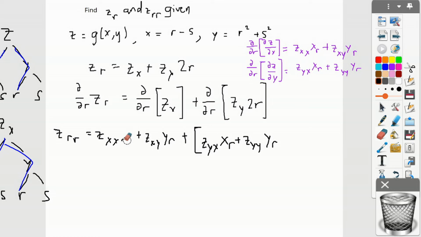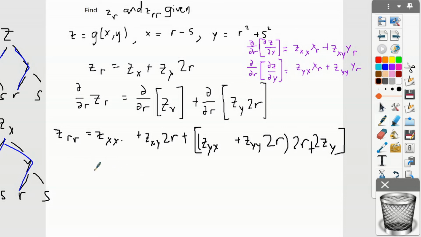In fact, I'm just going to put x sub r and y sub r in. So x sub r is just 1. So I'm just going to erase these. And then y sub r is 2r, right? Y sub r is the partial derivative of y with respect to r. So it's 2r right there. And all of this is multiplied by not the derivative of the second, just the second, 2r, plus z sub y like normal, not the derivative of the first, derivative of the second. What's the partial derivative of 2r with respect to r? It's just 2. So it's 2 z sub y.